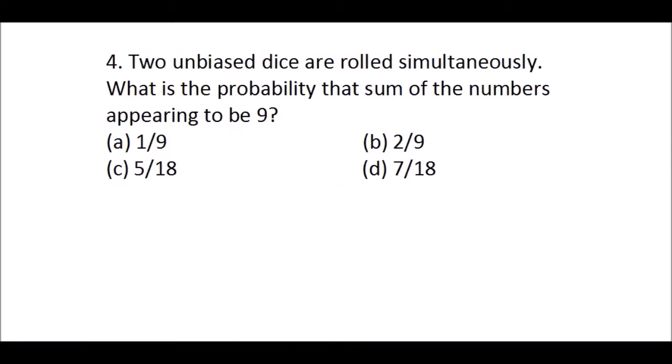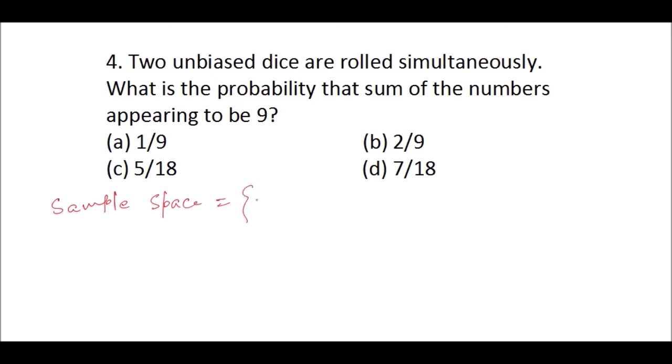Next question is: two unbiased dice are rolled simultaneously. What is the probability that the sum of the numbers appearing is 9? First we go to the sample space. How many elements will be there in the sample space?